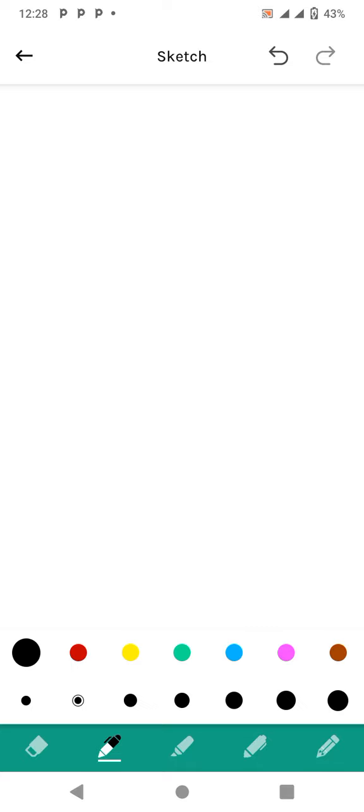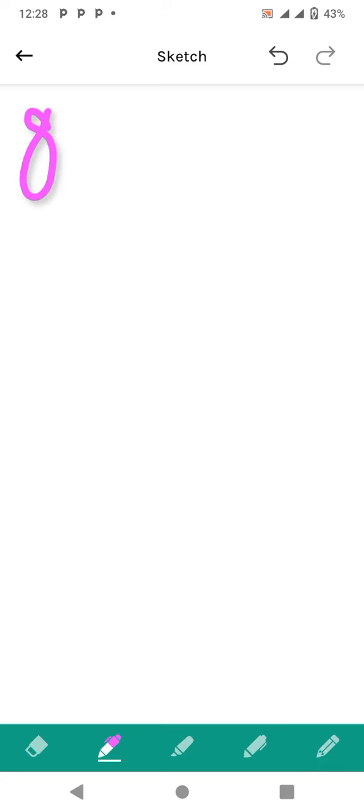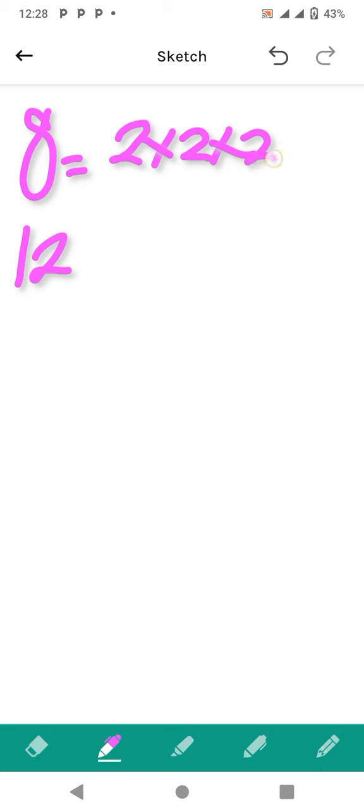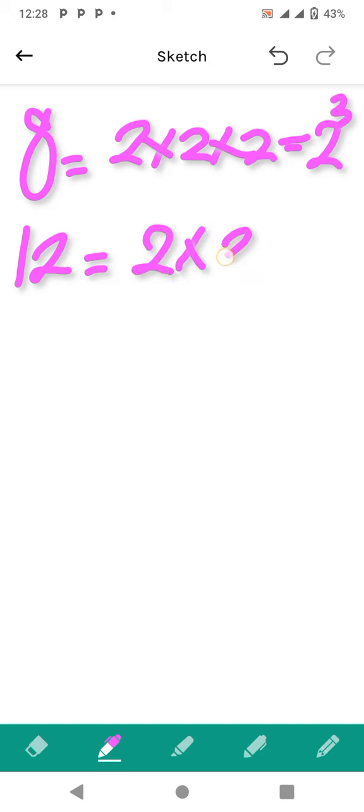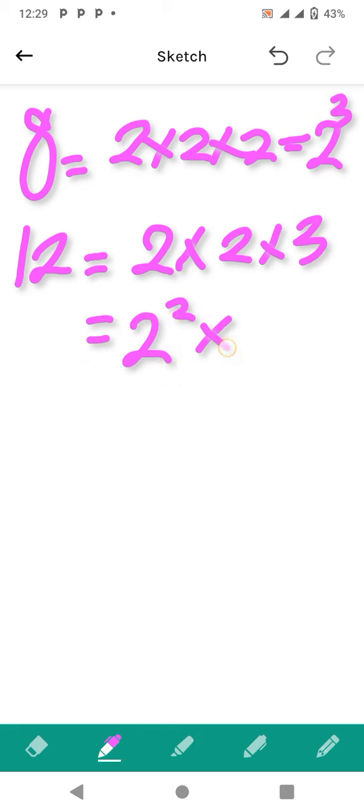Today we're expected to use prime factorization. So if you're finding the LCM of 8 and, let's say, 12, you notice that 8 will be expressed as 2 times 2 times 2, and that is 2 raised to power 3. Then that of 12 will be 2 times 2 times 3. In index form, that will be 2 raised to power 2 times 3.